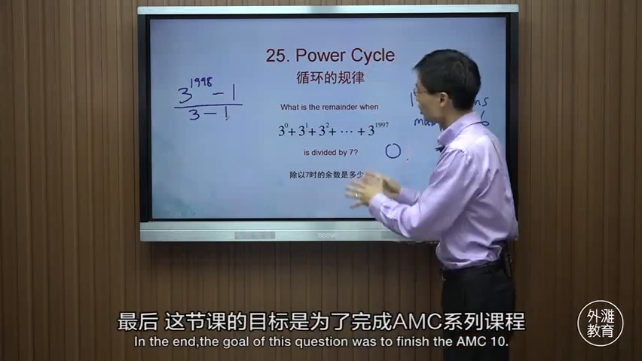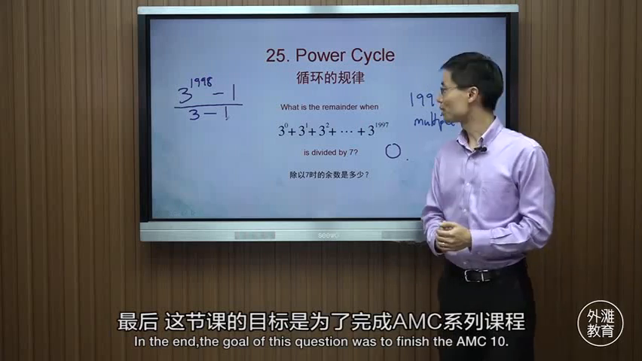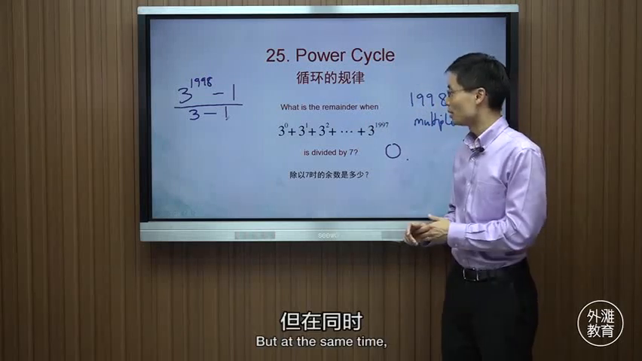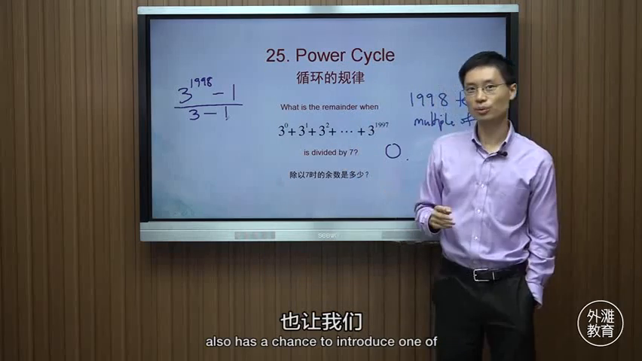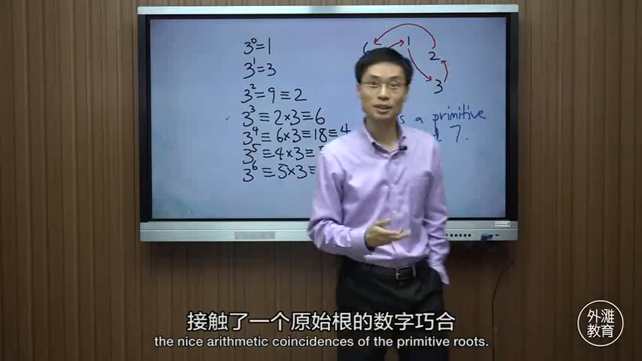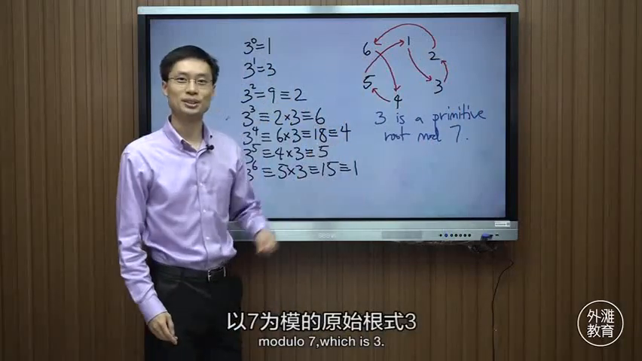In the end, the goal of this question was to finish the AMC 10, but at the same time, also have a chance to introduce one of these nice arithmetic coincidences of the primitive root modulo 7, which is 3.